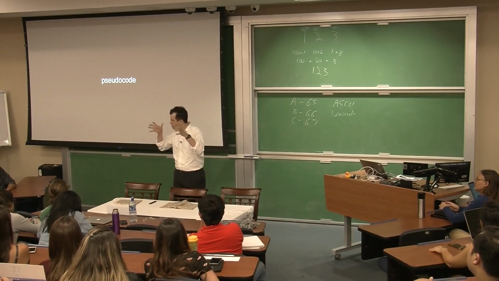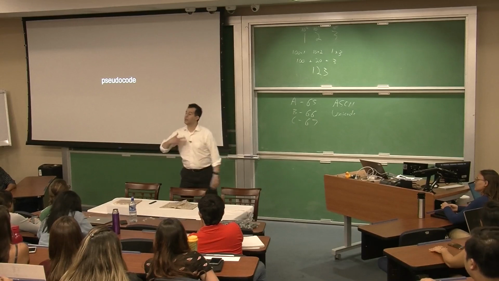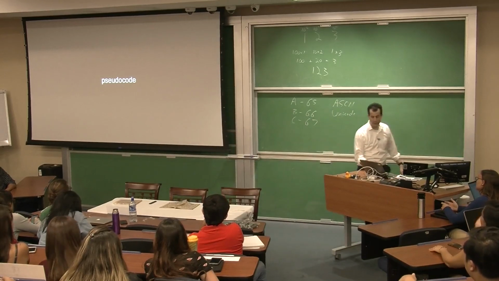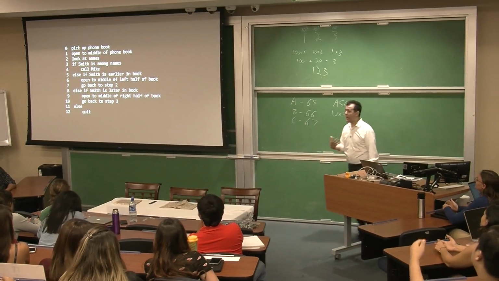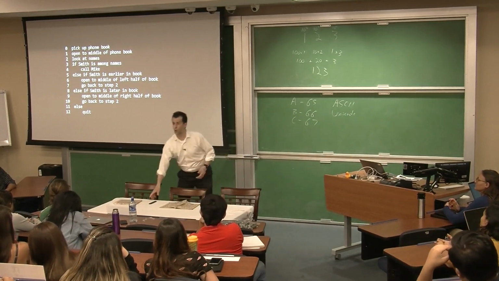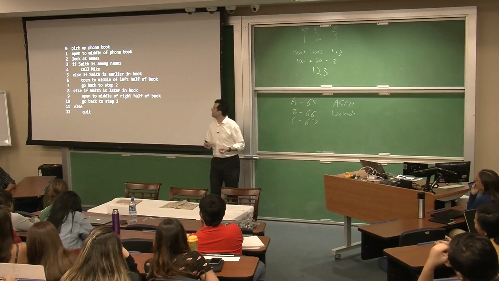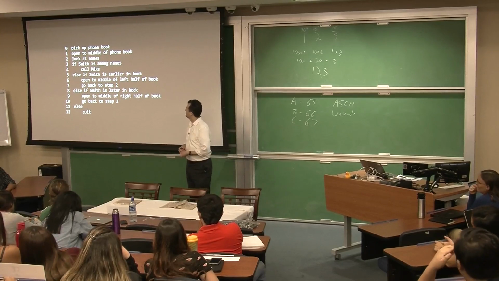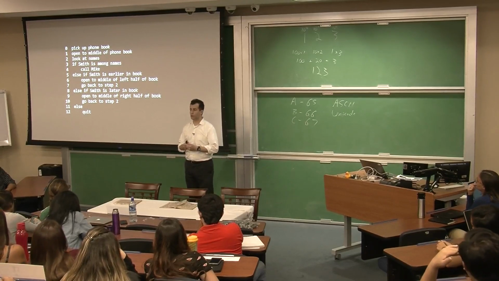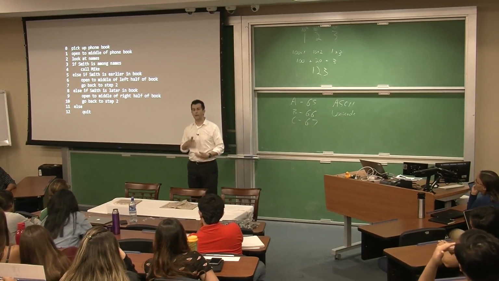And it's just meant to be short, succinct instructions that get your idea across to another human before you write actual code. And here is how we might write the pseudocode for that algorithm to find Mike Smith, where I divided and conquered. Step 0 was pick up the phone book. Step 1, open to the middle of the phone book. Step 2, look at the names, and then I make a decision.